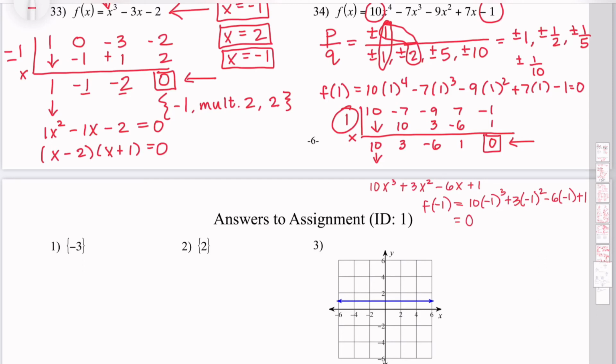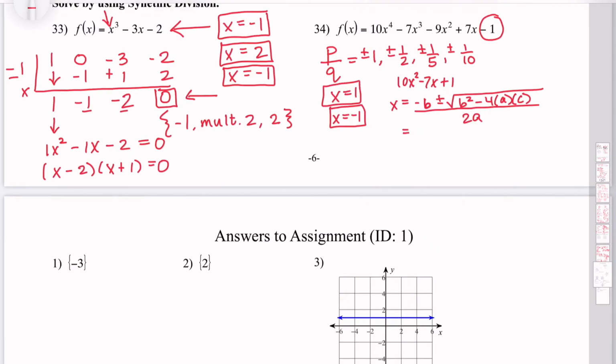Using synthetic division, we're going to place negative 1 on the outside and put the leading coefficients on the inside. We have 10, 3, negative 6, and positive 1. Bringing down the 10. 10 times negative 1 is negative 10. Add down, we get negative 7. Negative 1 times negative 7 is positive 7. Negative 6 plus 7 is 1. Negative 1 times 1 is negative 1, and we end up with 0, which is perfect, again, because it does confirm that negative 1 is one of the zeros. So now this represents 10x squared minus 7x plus 1.